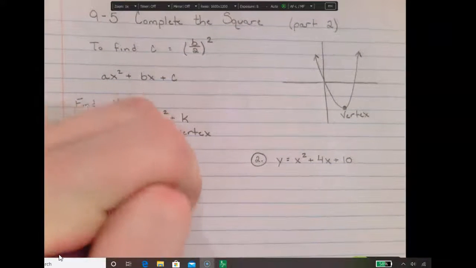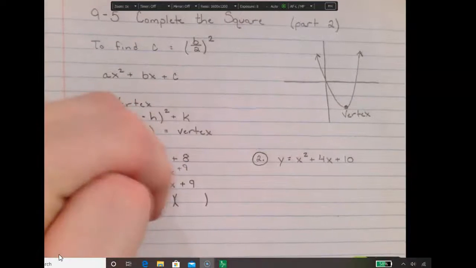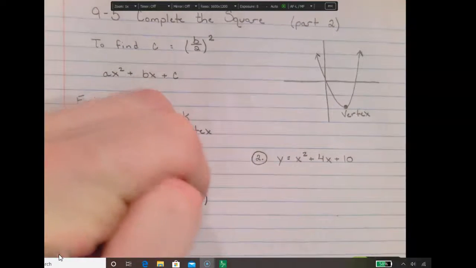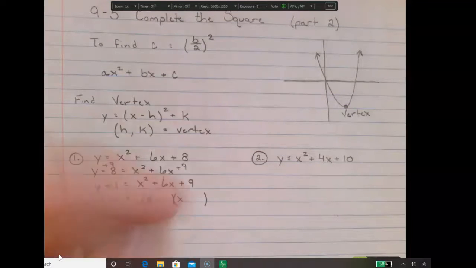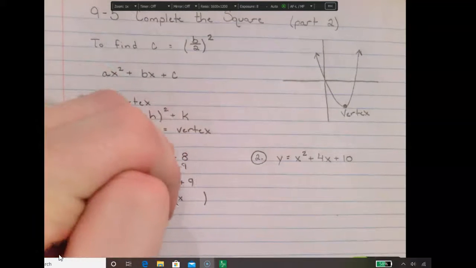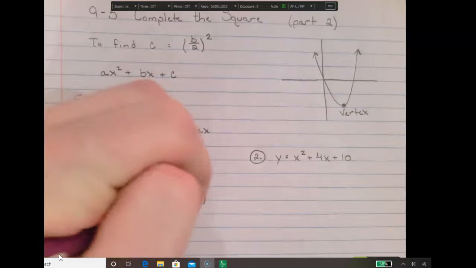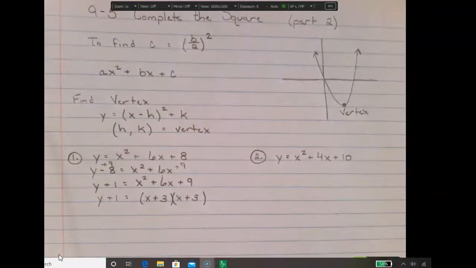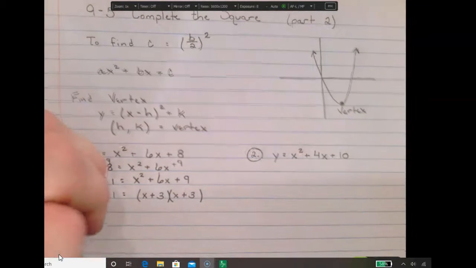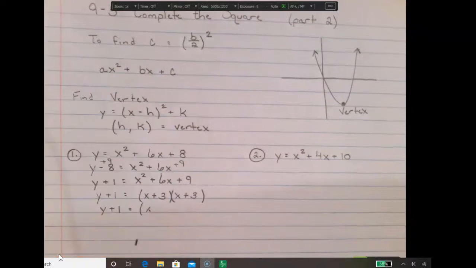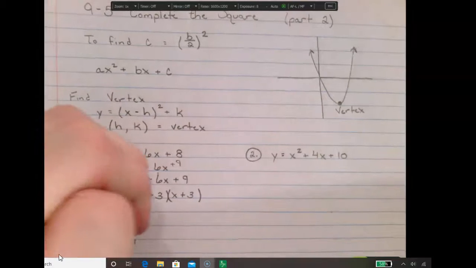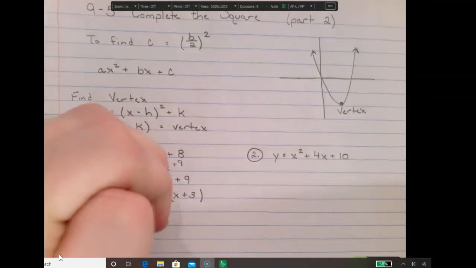When you factor the right side, however, it's going to factor into two quantities. So I'm going to have x and x, and I need to split 9 up into two numbers that, when multiplied, give 9 and, when added together, give me 6. Whenever I do so, it's going to be 3. So I'm left with x plus 3 and x plus 3. And we can rewrite this then as y plus 1 is equal to x plus 3 squared.